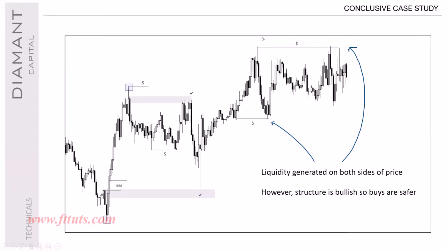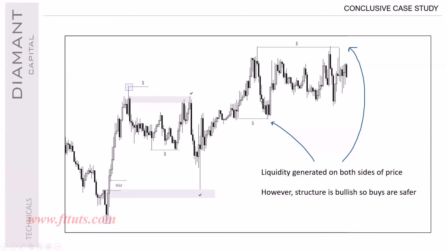We entered a stage of consolidation. And what usually happens in consolidation, as I've explained before, is you get a buildup of liquidity, a buildup of orders, liquidity on both sides of the market. So you've got it at the top and the bottom. However, structure is still bullish.